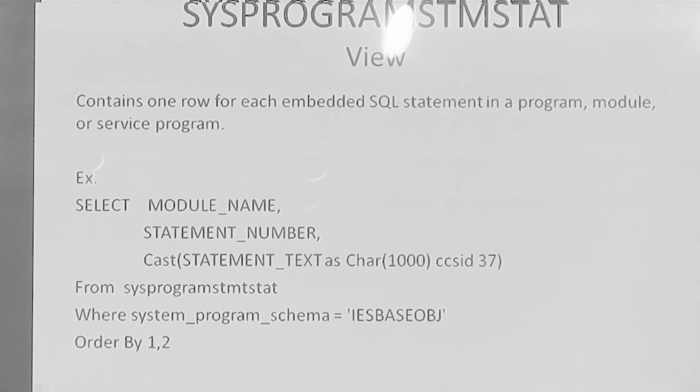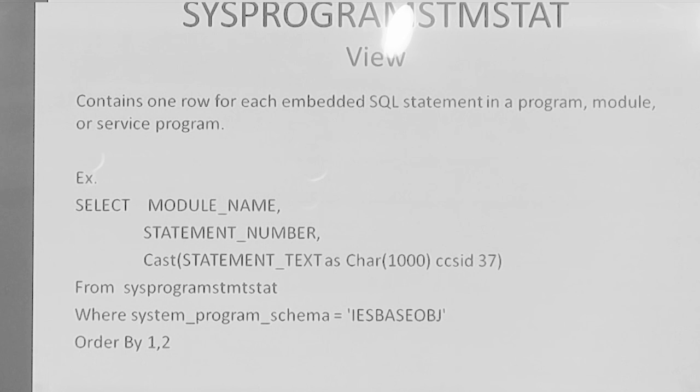Okay, now this one, I didn't know about this one. This was interesting here: system program statement statistics, rather. This contains one row for every SQL statement embedded in an RPG program. So we're selecting the module name, statement number. I just put that in there, and the text had to be cast.